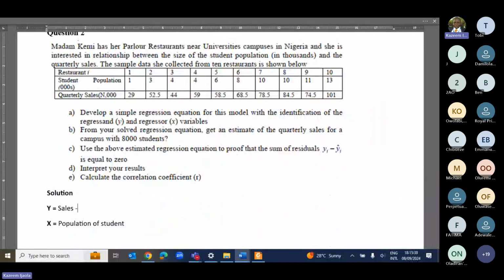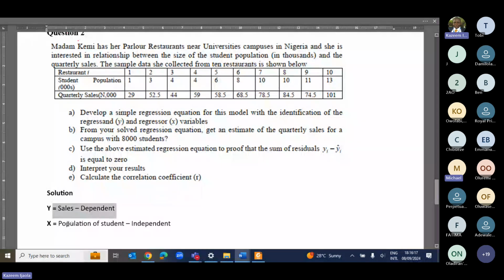We said y is your dependent variable, and x is your independent. Your dependent is something that depends. For example, you have population and sales. What triggers sales is your population. If there is no population, your sales will not happen, which means your sales depend on your population. That is why sales is Y, dependent, and population is independent X.